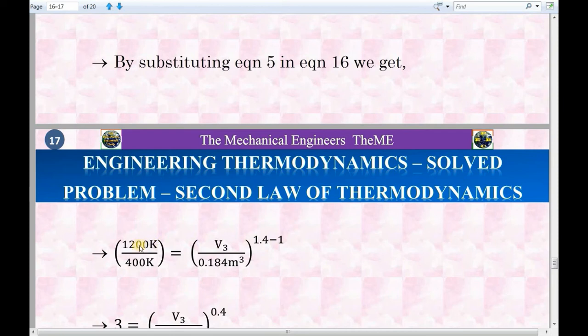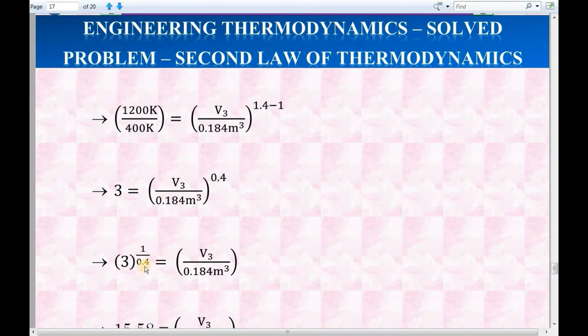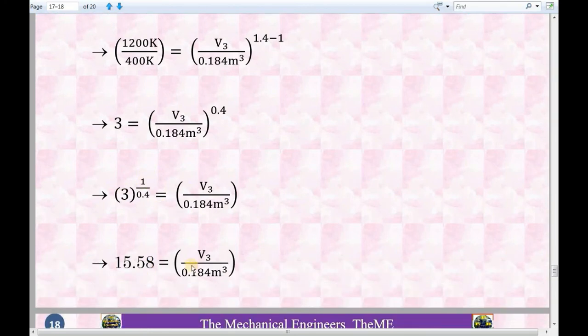In this LHS, 1200 Kelvin divided by 400 Kelvin is 3. And in this RHS, 1.4 minus 1 is 0.4. So the next step will be 3 is equal to V3 divided by 0.184 meter cube whole to the power of 0.4. Now bring this 0.4 to the LHS. We get 3 to the power of 1 divided by 0.4 is equal to V3 divided by 0.184 meter cube. In this LHS, 3 to the power of 1 divided by 0.4 is 15.58. So the next step will be 15.58 is equal to V3 divided by 0.184 meter cube.